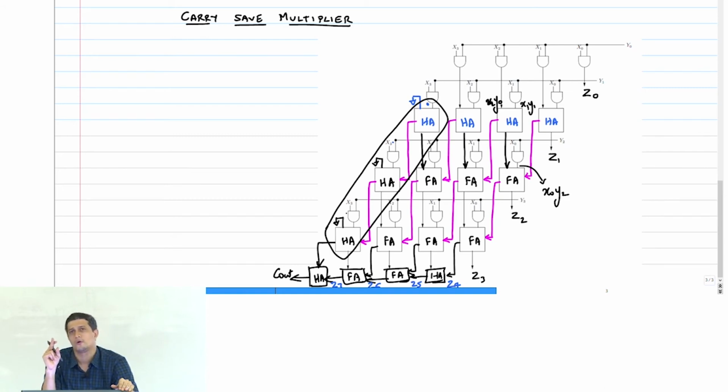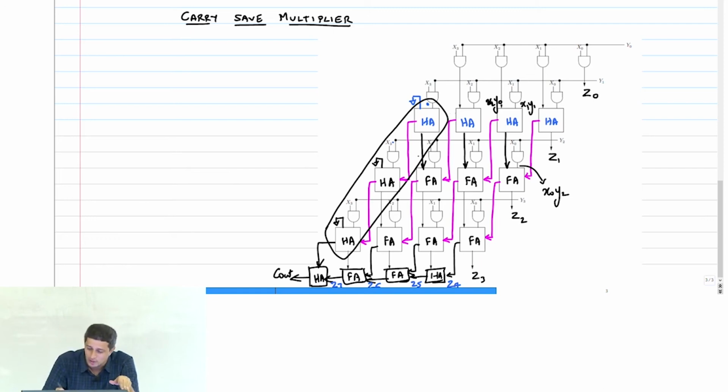No, wait. One of the bits is 0, right? X3, Y0, there is no carry in here. Correct? I am removing all this. So that means that half adder is just going to take the partial product and pass it through. You agree with me? It will just go through.